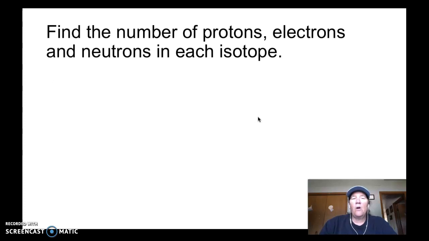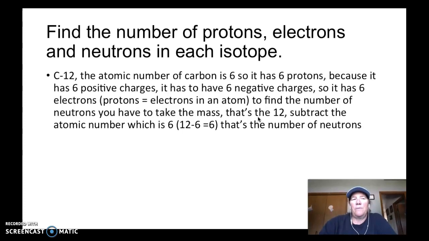Okay, so we're going to find the number of protons, electrons, and neutrons in each of these isotopes. When I write it like this, it is carbon, and the 12 tells me its mass. If I look it up on the periodic table, I find out that its atomic number is 6. That's the number on top of the chart. So if it's 6, it has 6 protons. That's what atomic number is, the number of protons.